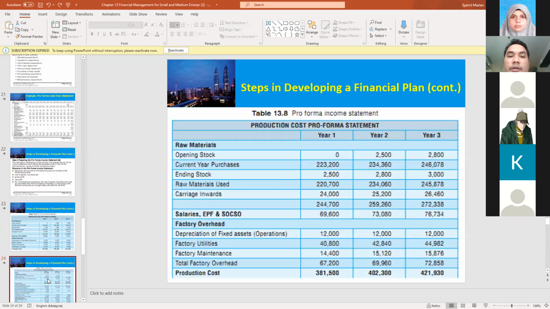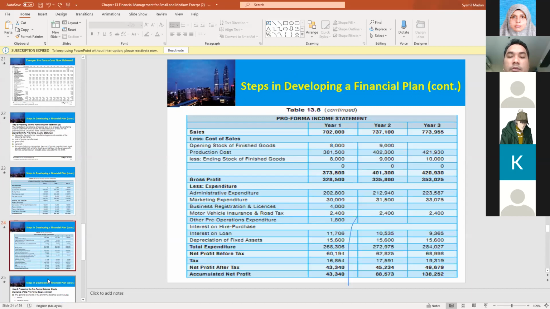This is for the income statement. Sales minus cost of sales, and then minus the expenses like admin expenses, marketing expenses, business registration, motor vehicle, other pre-operation, and interest, and you get a net profit. I covered this in class at the beginning.